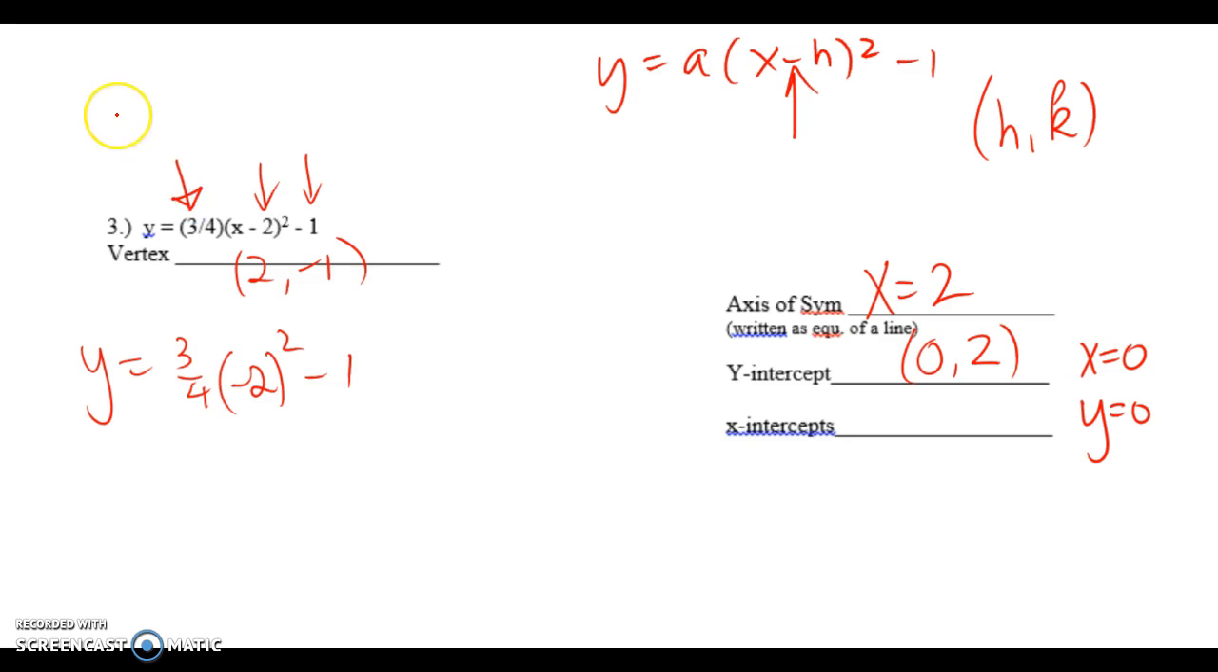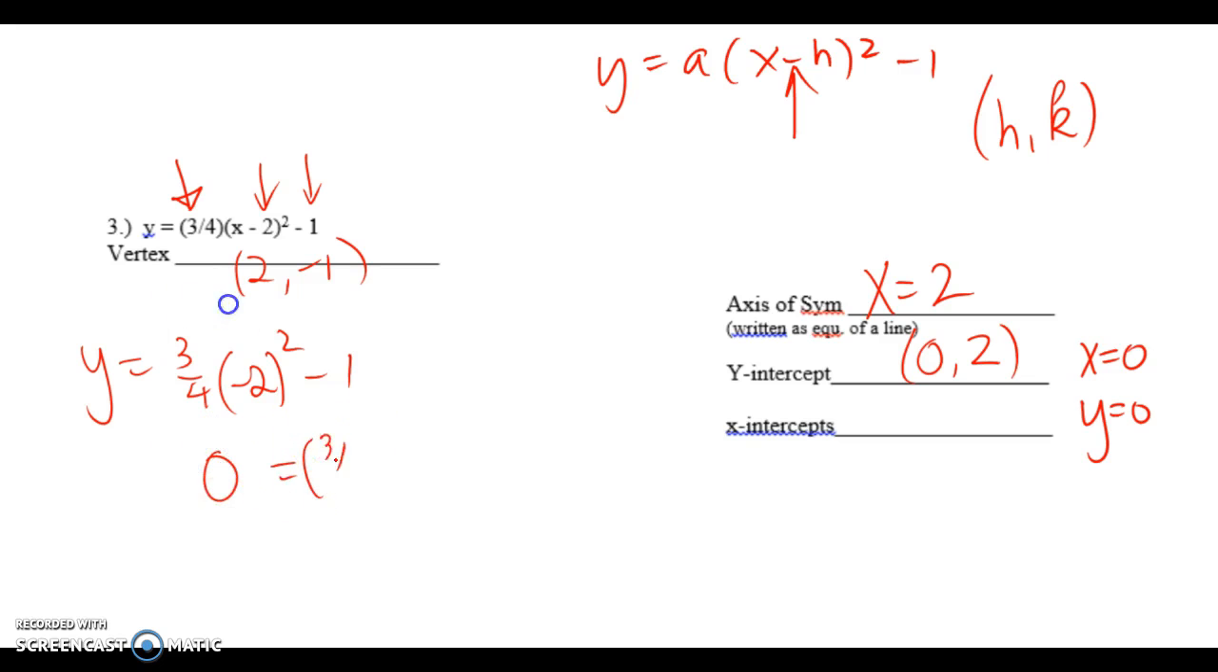In that case, there were no x-intercepts on the graph. Anything you found when you set y equal to 0 was imaginary, so there were no x-intercepts. But eighth hour, we changed that to a positive. So let's set y equal to 0.